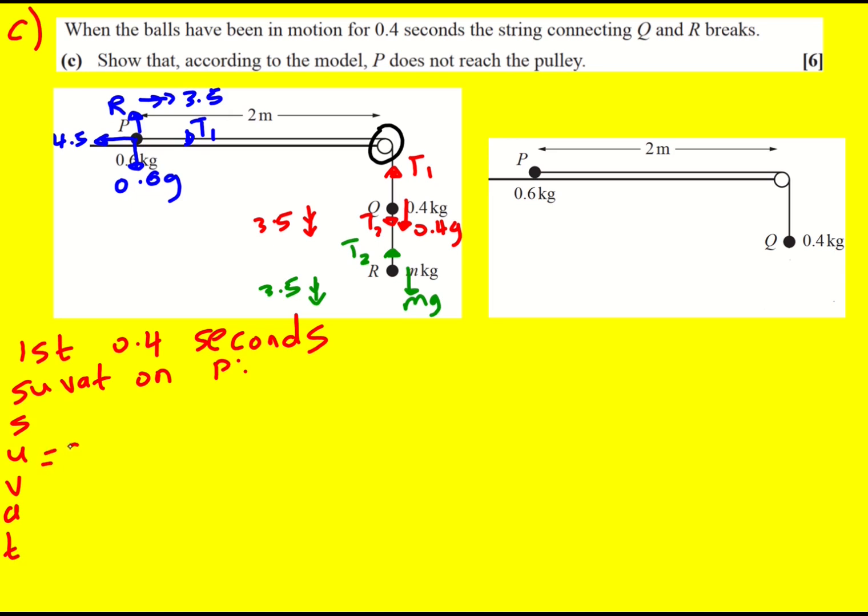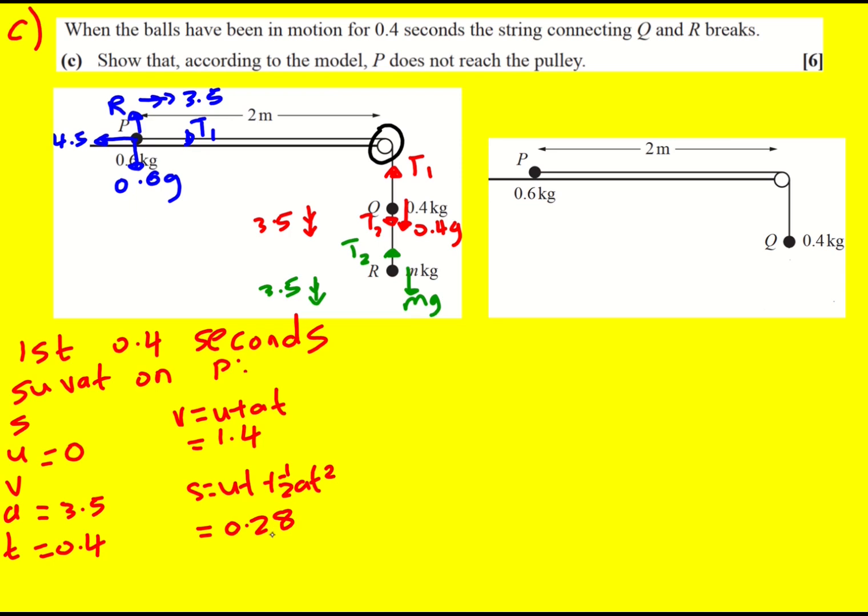So remember, it starts from rest. It's accelerating at 3.5 meters per second squared. It's accelerating for 0.4 seconds before the string breaks. So I can do v equals u plus at. That's just 0 plus 3.5 times 0.4. That actually becomes 1.4. And then s equals ut plus a half at squared. So it's just going to be a half times 3.5 times 0.4 squared, which ends up being 0.28. So these are going to be pretty crucial: how fast it's going as the string breaks and how far it's moved along.